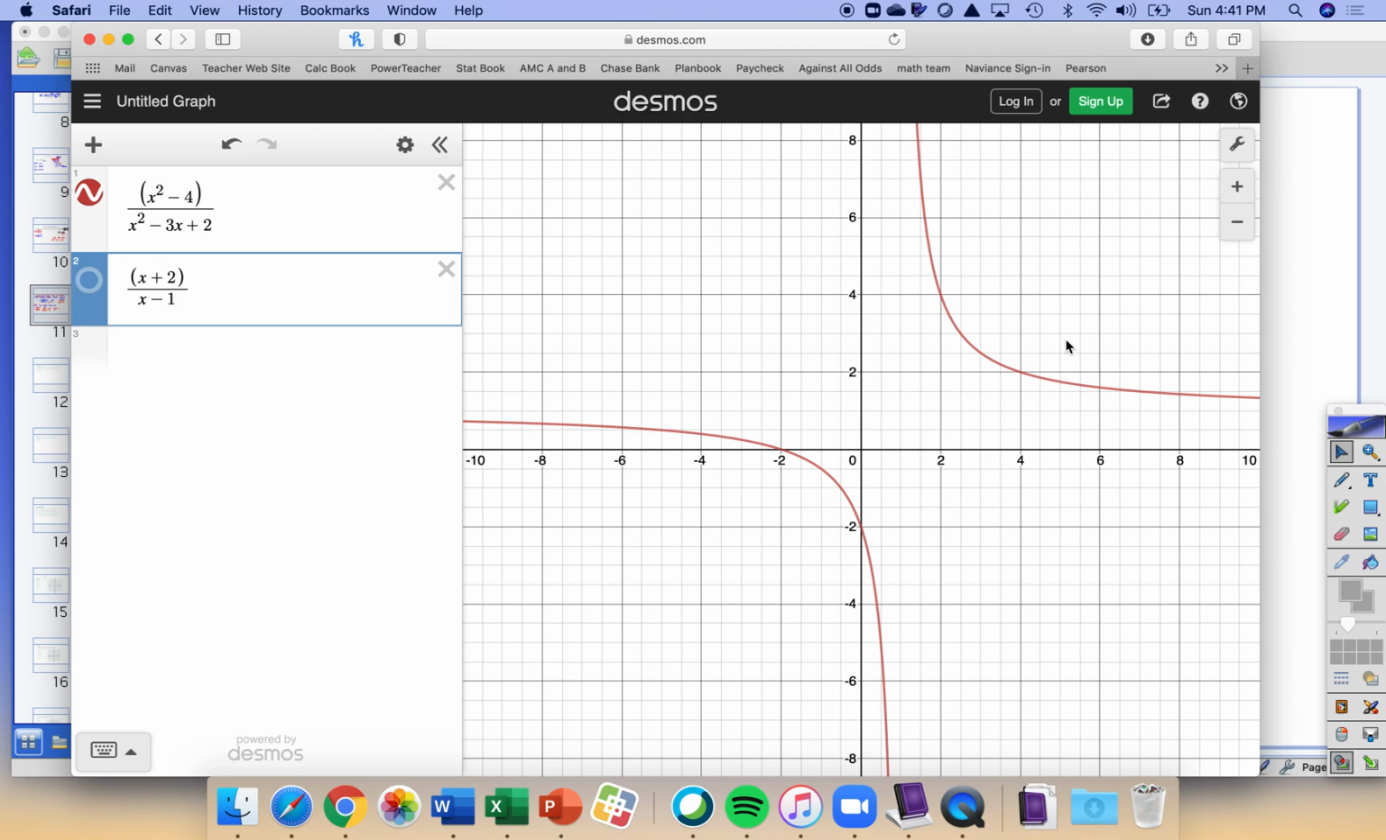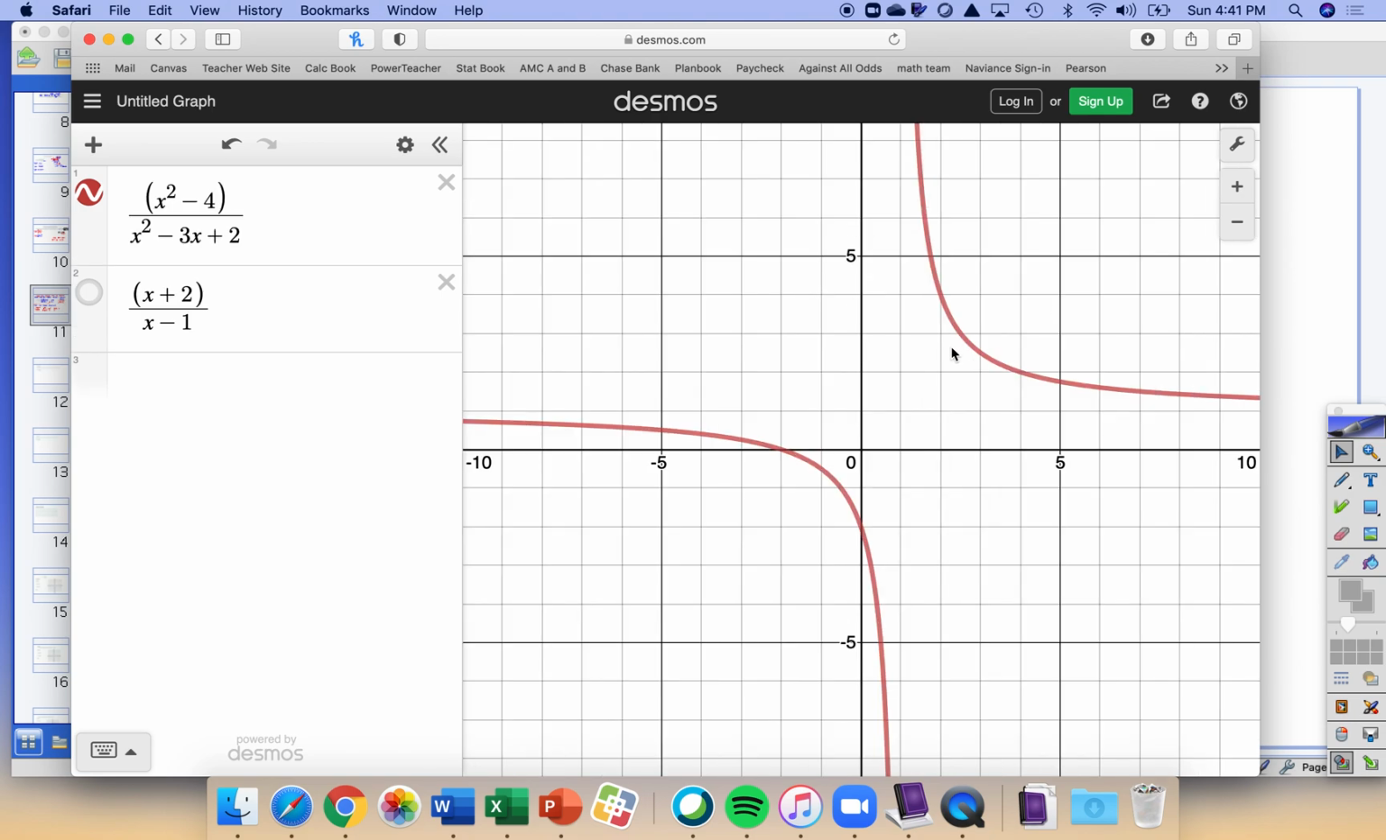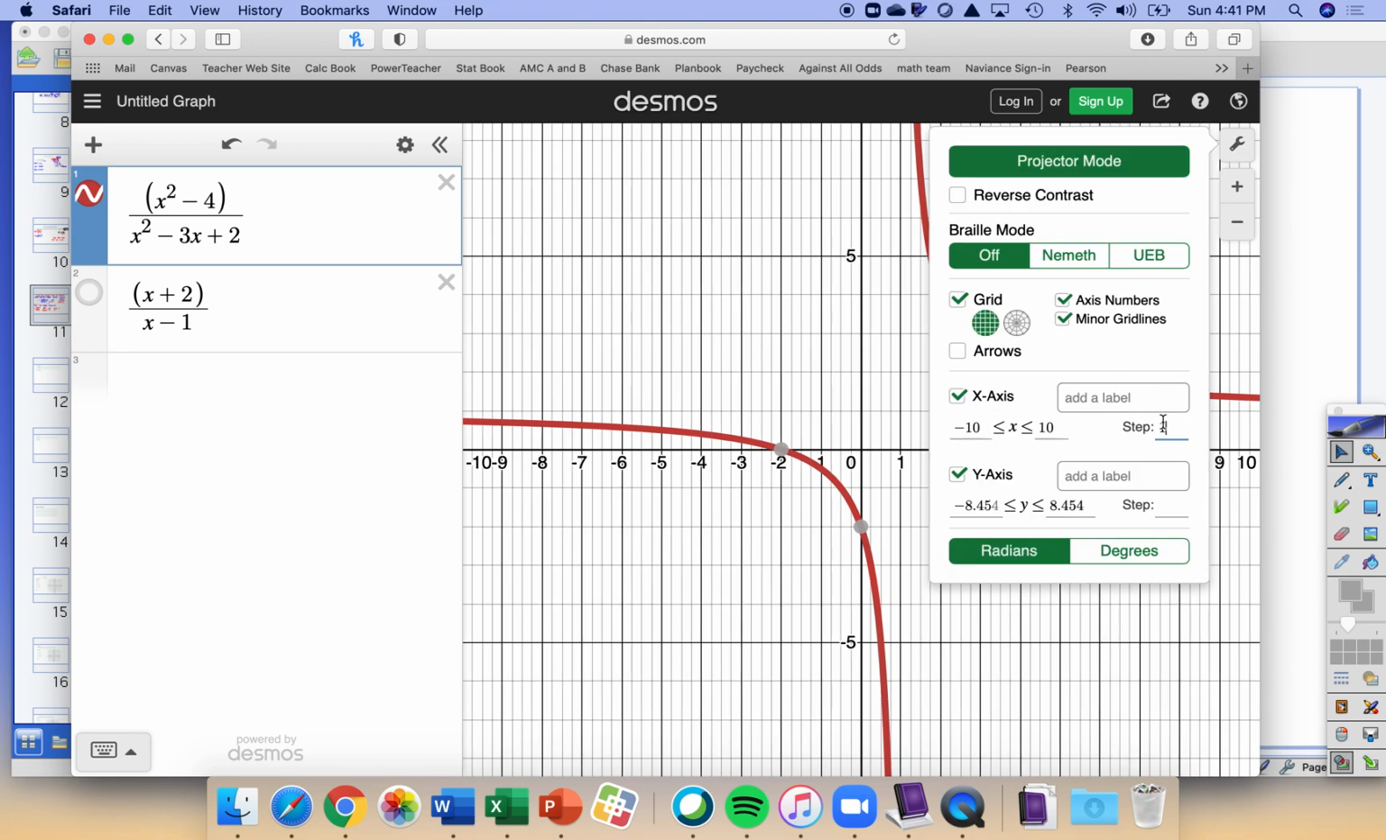If I went to the point, I'll make it bigger so you guys can see. Projector mode, there we go. If I go to the point 2, I'm getting closer to 2. Once my x value hits 2, boom, there is a hole there. It's undefined. It's where the point is supposed to be, but in this function, it is just removed. Right? So the point is supposed to be 2, 4. All right, that's what we found out.